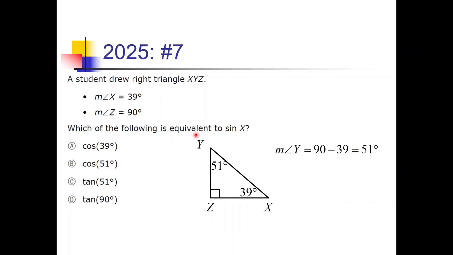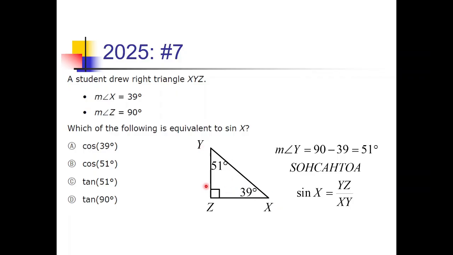Okay, so sine of x. What is sine of x? Well, sine of x, in general, using our SOHCAHTOA way of thinking about things, sine is the ratio of the opposite side and the hypotenuse. So here's x. The opposite side from that is this YZ side, and the hypotenuse is XY. So we can say that sine of x is going to be YZ over XY.